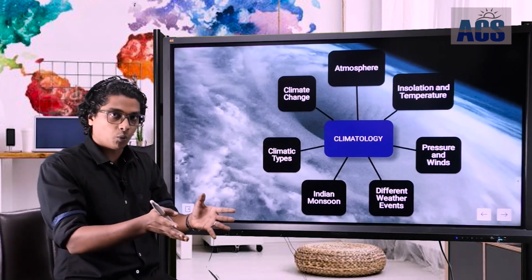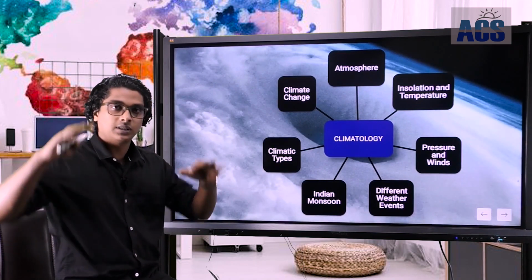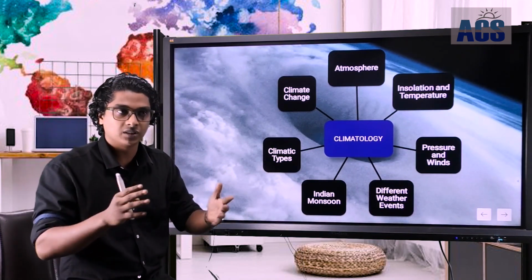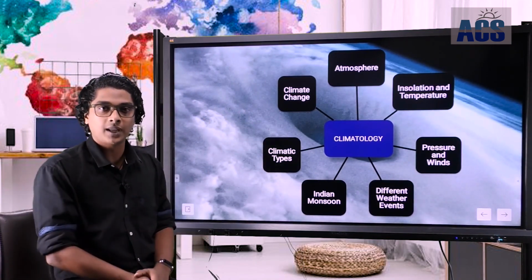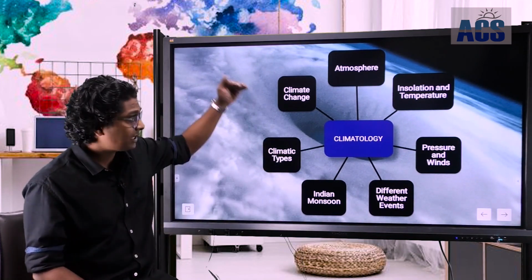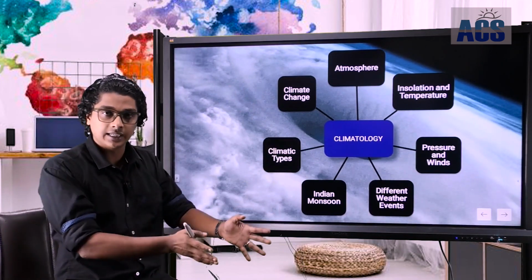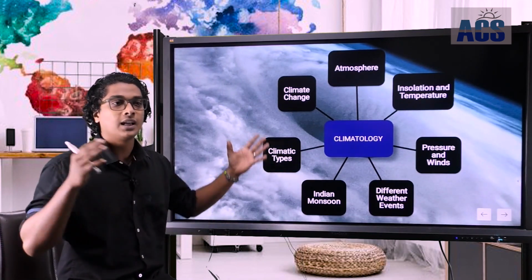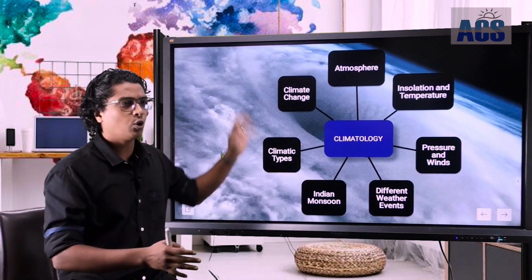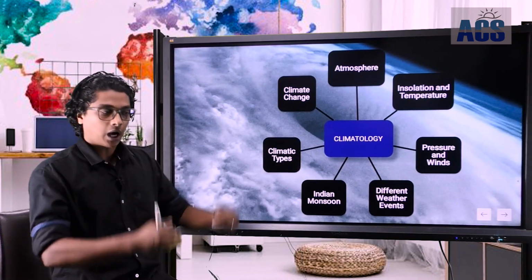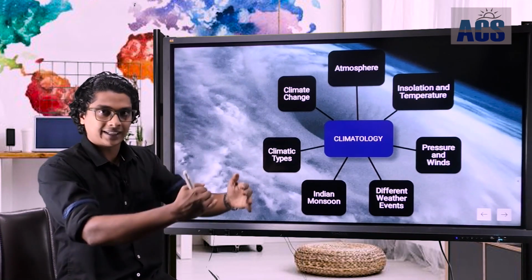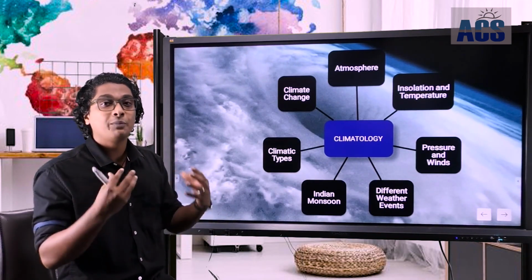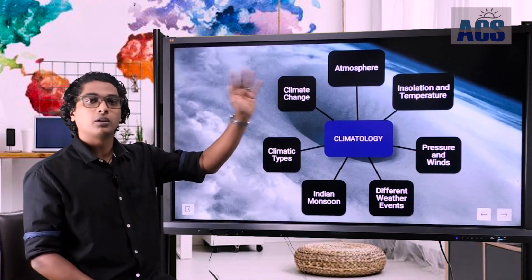So based on the wind movement, the atmospheric moisture, the cloudiness of regions, all these things can be influenced by the wind movement. So these basic factors we'll discuss in detail, like what are the pressure belts, what are the winds, different properties of winds, the changes in temperature, insolation, so many things we'll discuss here. Based on these changes in basic factors, there will be different weather events in different parts of the world.